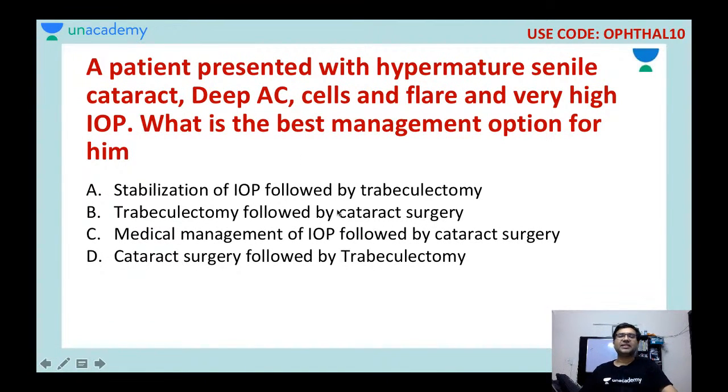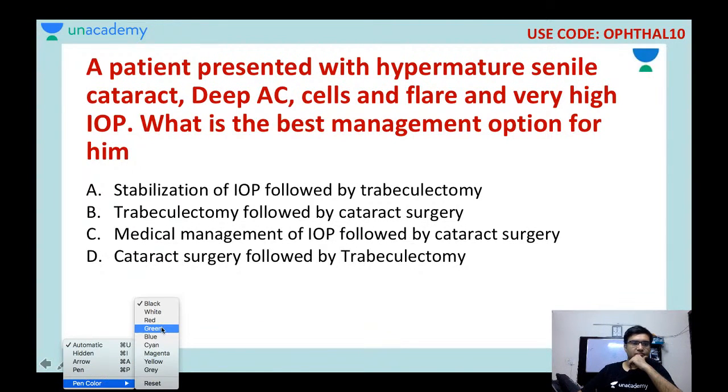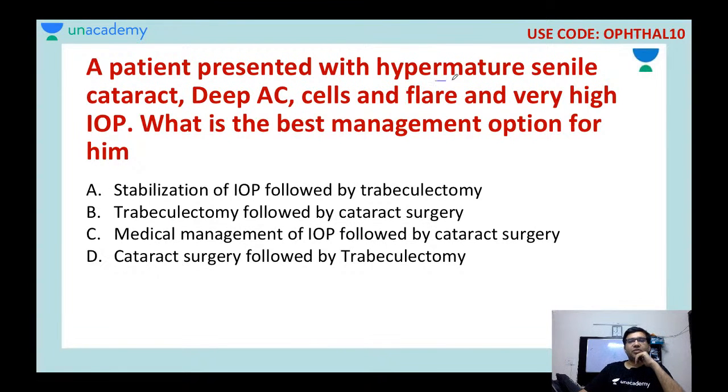The next question is: a patient presented with a hypermature senile cataract, deep anterior chamber, cells and flare, and very high intraocular pressure. What is the best management for the patient? Before you go to the answer, please see the various hints that are given here. The patient was having a hypermature senile cataract, a deep anterior chamber, cells and flare. What is the flare? Flare is proteinaceous particles in the anterior chamber, and the patient is having a very high IOP. So can you tell me what is the diagnosis here?